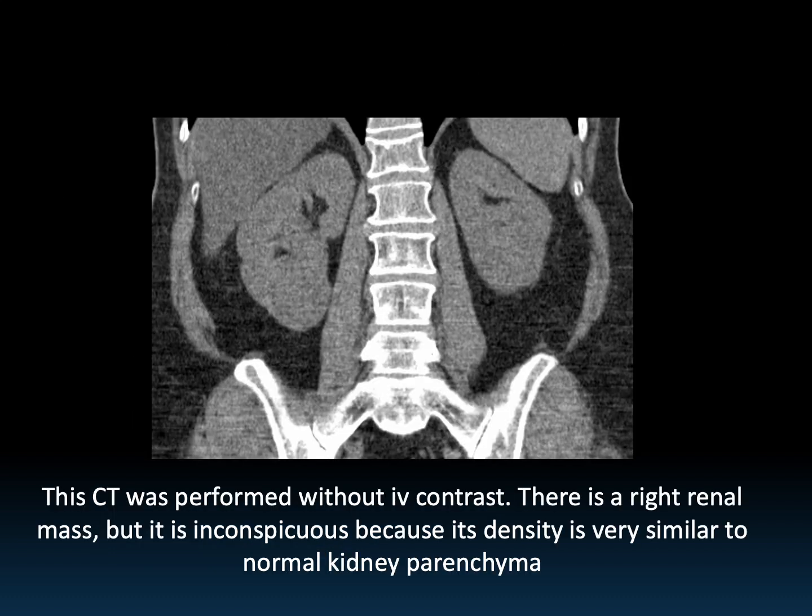So let's look at an example. This is part of a multi-phase study, and this CT scan was performed without IV contrast. There's a right renal mass present, but it's inconspicuous because its density is very similar to normal kidney parenchyma. You may not notice that there is even a mass present unless you happen to notice that there's a contour abnormality along the right lower pole.